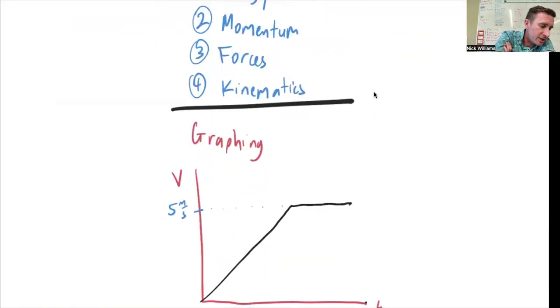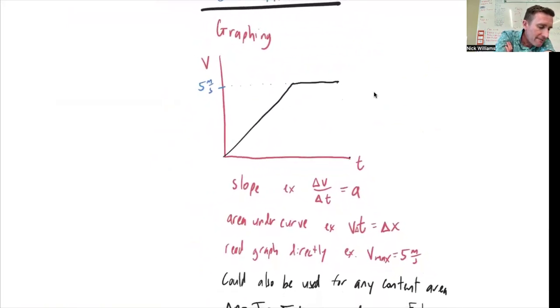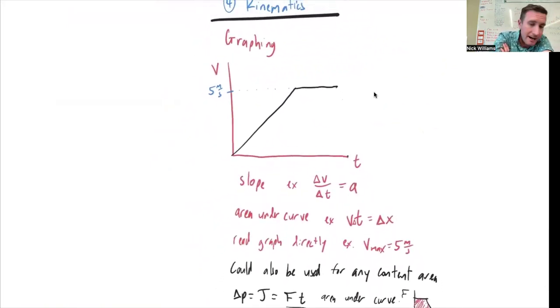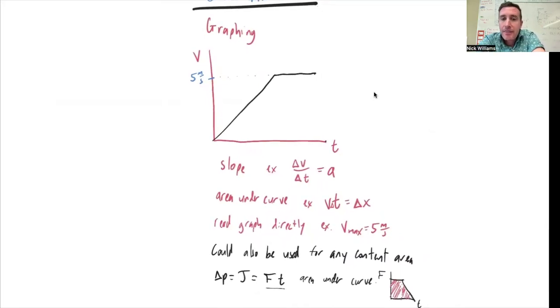On the multiple choice section, there will definitely be some graphing questions. The graphing could be from any content area, and you'll be given some graphs. There are a few ways that you could potentially analyze those graphs. The first way would be looking for the slope. So look at the two axes, velocity and time in this case, and see what happens if I divide them. If I divide the two axes, I can get acceleration. Is the question asking for acceleration? Great, take a slope.